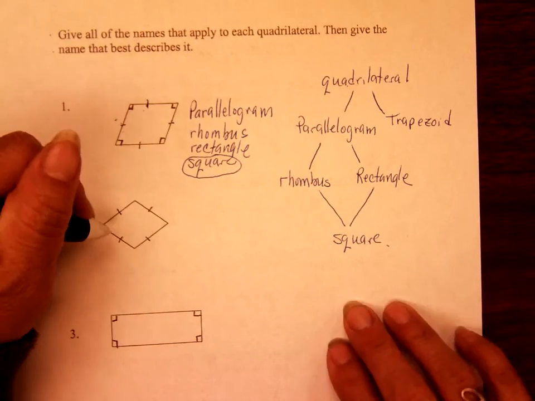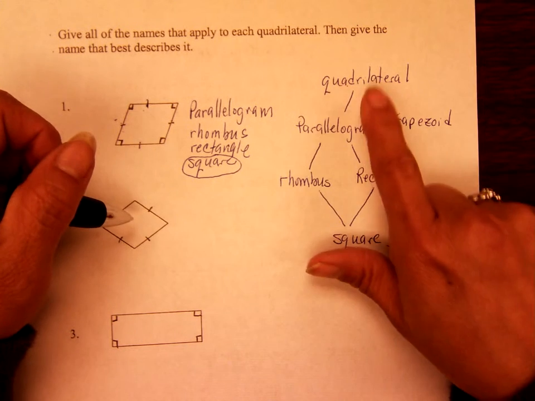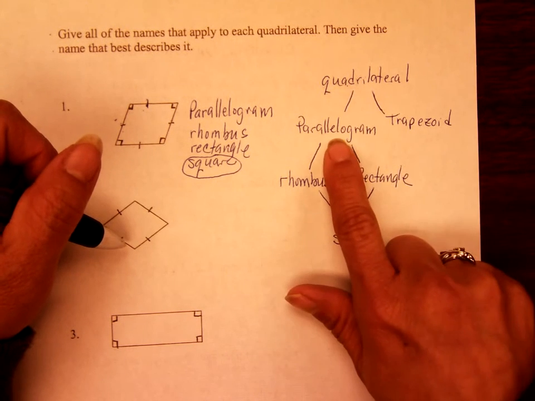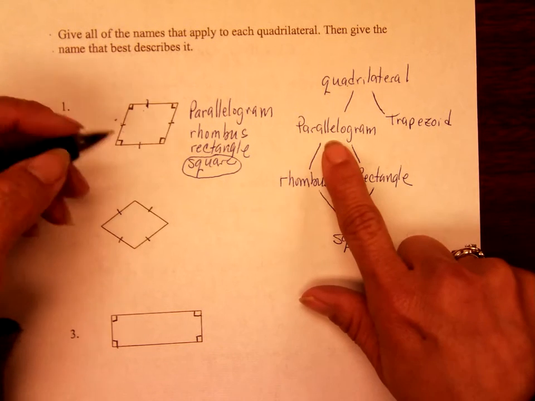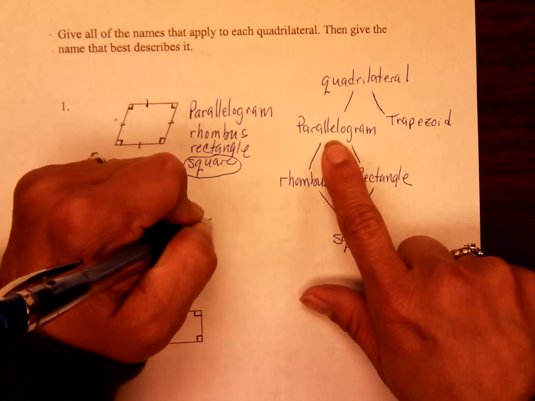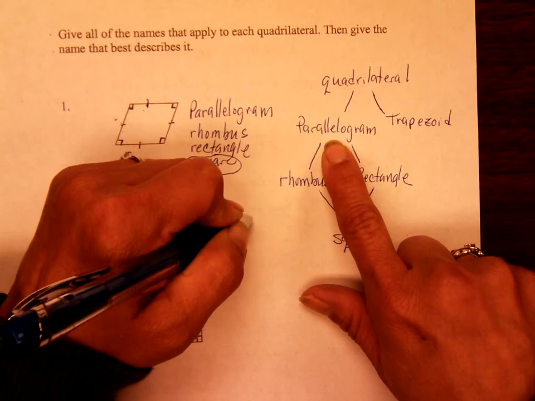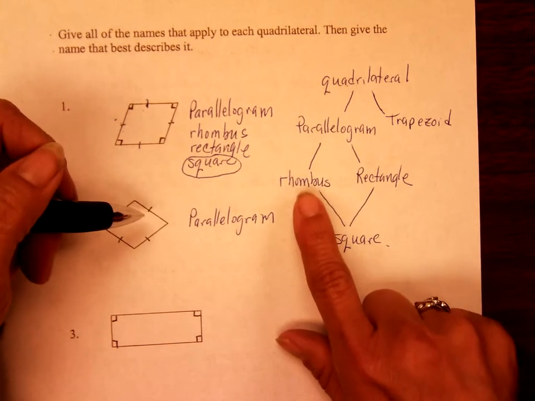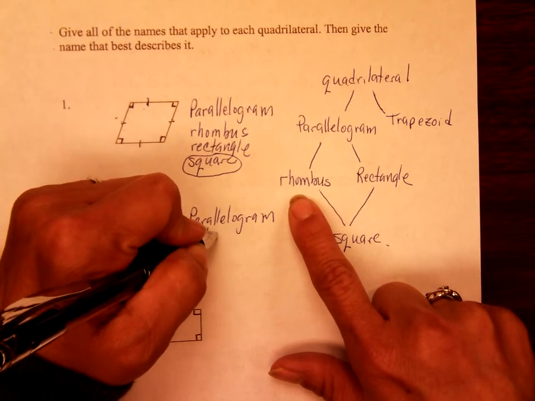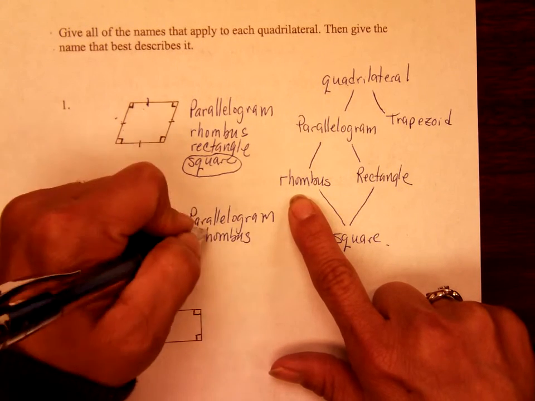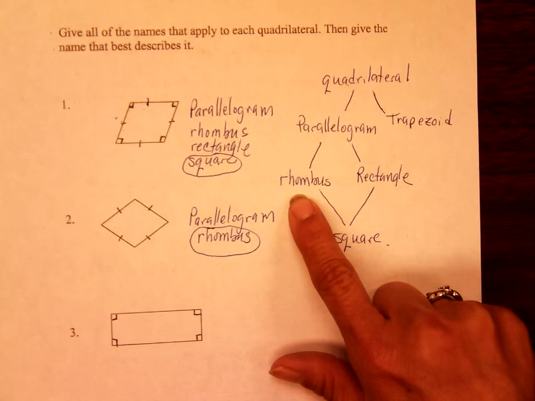Let's look at the next shape. So the next shape we look at, you know it's a quadrilateral. Look at whether it's a parallelogram or a trapezoid. The best name for this would be a parallelogram. Okay, so now ask yourself, is it a rhombus or a rectangle? Hopefully you said rhombus. So the best name for this is a rhombus.